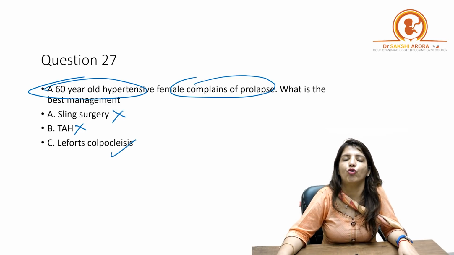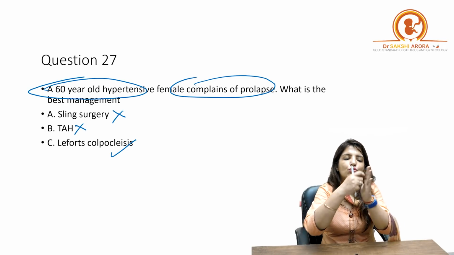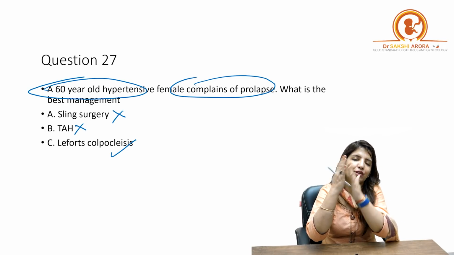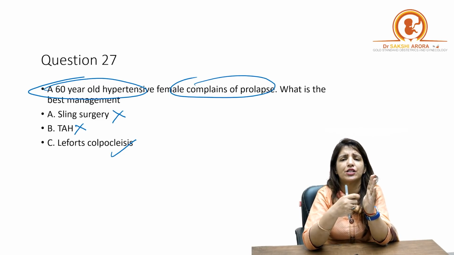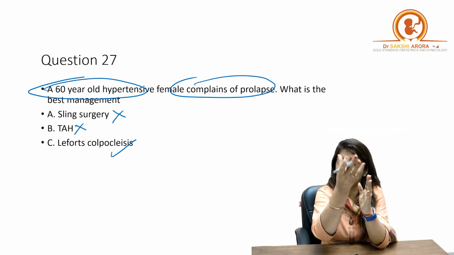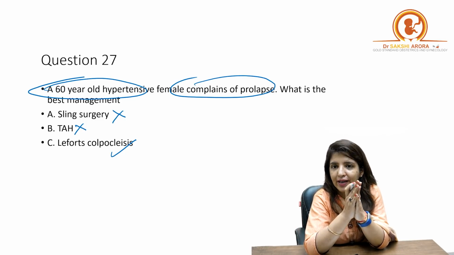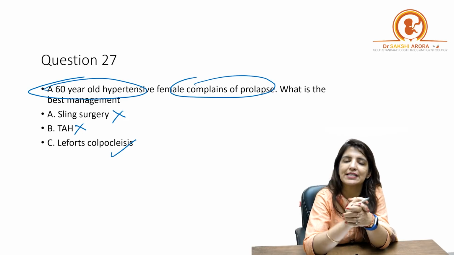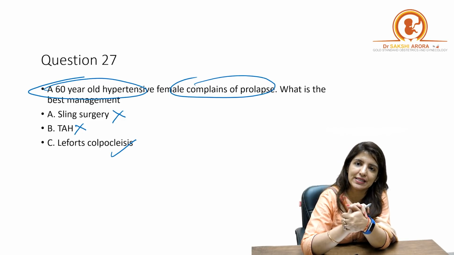So I am going to go for Lefort colpocleisis. What do you do in a Lefort colpocleisis? In a Lefort colpocleisis, under local anesthesia, you do a curettage of the anterior and the posterior wall of the vagina, and because you've done a vigorous curettage of the anterior and posterior wall of the vagina, adhesions will be formed and the part which is prolapsed will not come out, right? Because you have closed the vagina. That is what Lefort's colpocleisis is. And females who are more than 60 years, they are postmenopausal. That is why we can go for Lefort's colpocleisis in them.